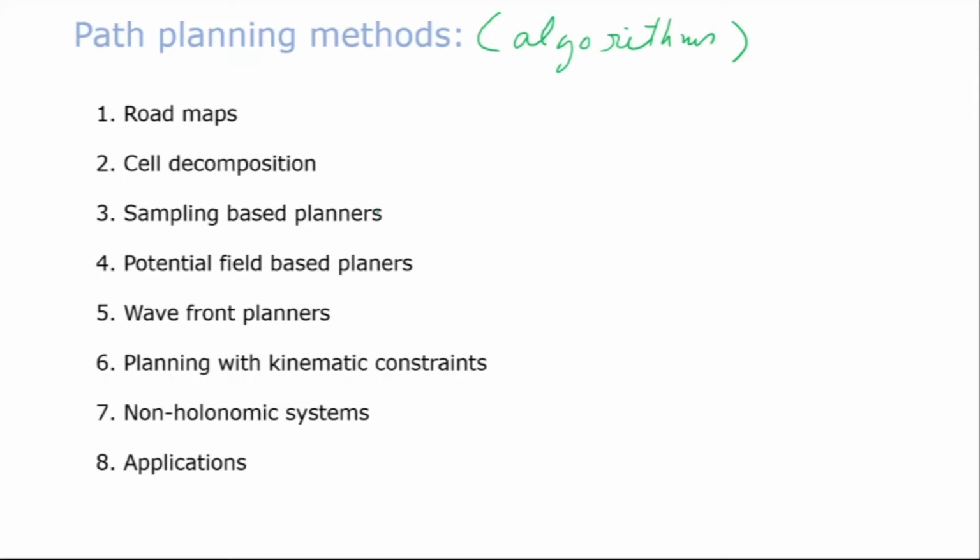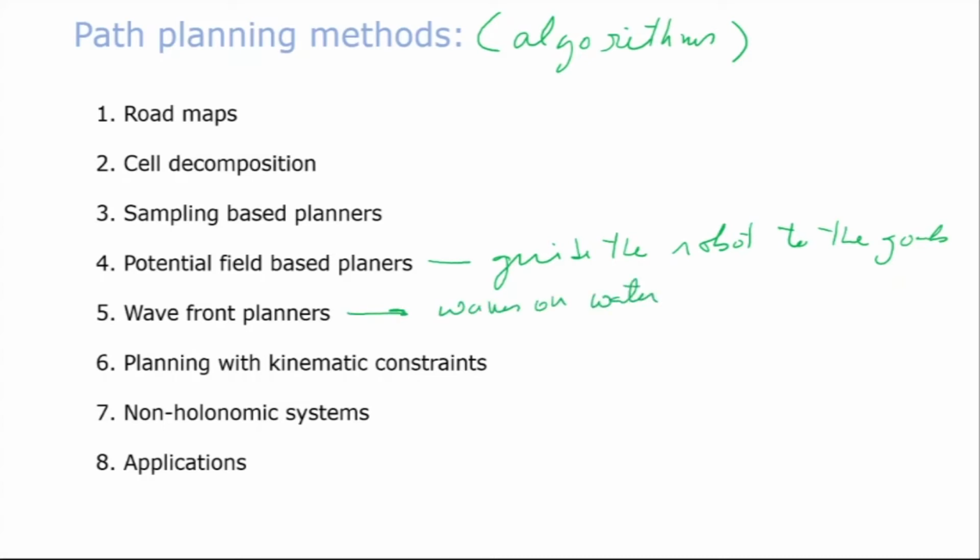Potential field based planners, okay, where you use potential field to guide the robot. Okay, so this is basically to guide the robot to the goal using potentials. That means, for example, the object has a repulsive potential, so when the robot goes near the object, it gets repelled, and the goal has an attractive potential, so the robot is always pulled towards the goal. Wavefront planners, these are something like waves on water, they tend to move towards the lower potential, right? Planning with kinematic constraints, this is like cars. So we talked about kinematic constraints, for example, holonomic and non-holonomic constraints.